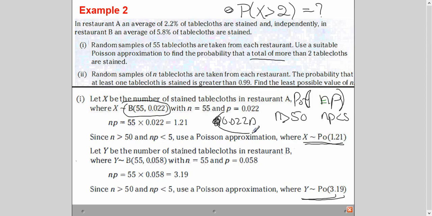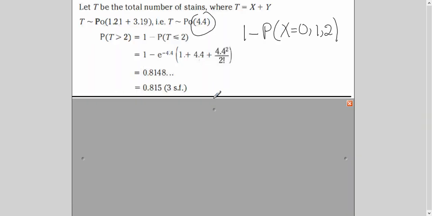So this will be my lambda for restaurant A for part 2. And for the other part, it will be 0.058 times n. Why? Because I don't know how many, and that is the question I have to answer. So my lambda will be this for restaurant A and this will be for restaurant B. I hope you understood, because you don't know this number. So exactly following the same procedure, but now we have a letter there. Now, what is the meaning of the probability that at least one tablecloth is stained being greater than this? Let's see here.